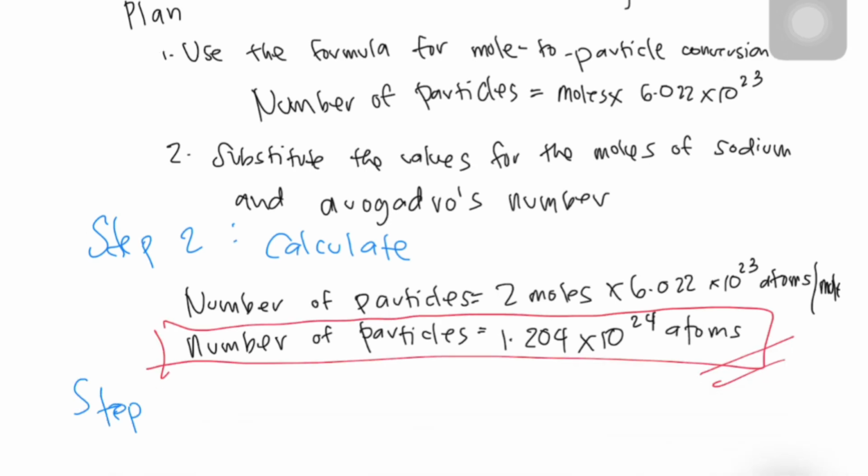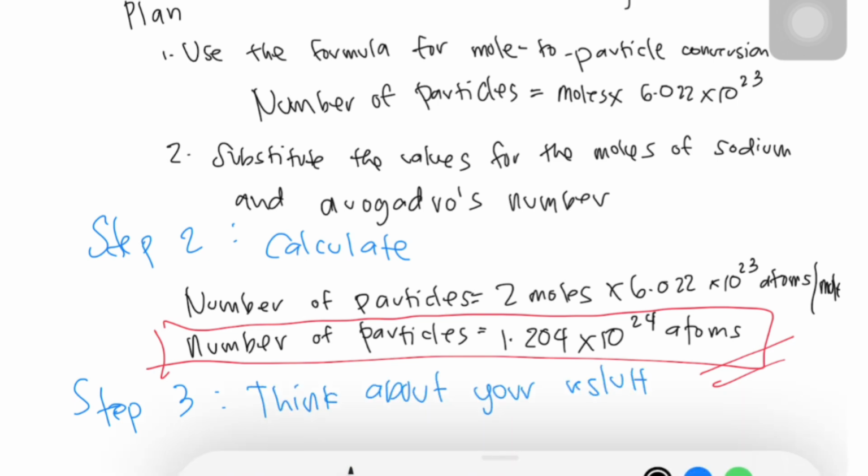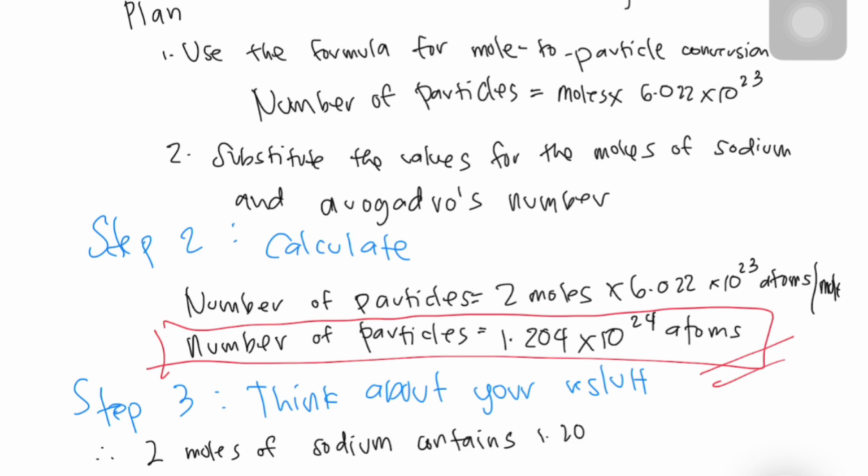Finally, think about your result. Since each mole of sodium contains 6.022 times 10 raised to the 23rd atoms, multiplying by 2 gives 1.204 times 10 raised to the 24th sodium atoms. Therefore, 2 moles of sodium contains 1.204 times 10 raised to the 24th atoms.